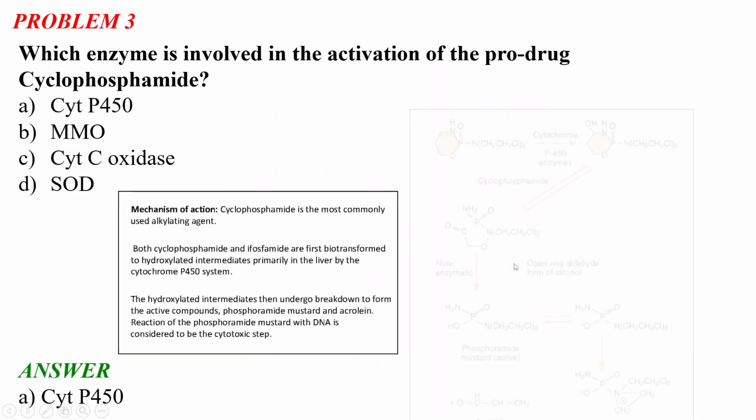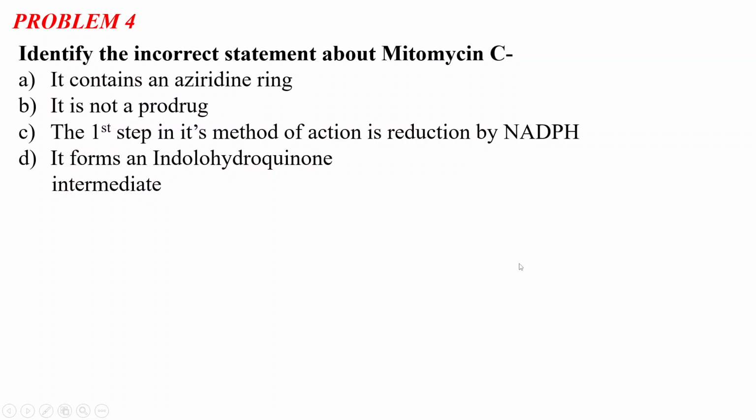Let's move toward it. Problem number 4 says: identify the incorrect statement about mitomycin C. The options are as follows. A, it contains an aziridine ring. B, it is not a prodrug. C, the first step in its mechanism of action is reduction by NADPH. And D, it forms an indole-hydroquinone intermediate. Mitomycin C is a kind of drug, so you have to identify the incorrect statement. Let's see the answer first, then we will discuss mitomycin and its mechanism of action.